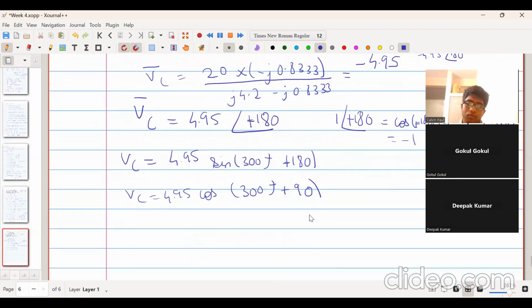This is by simple trigonometric expressions which we have. That's why for this network analysis, you must brush up your trigonometry formulas and everything, because they are very necessary. Okay, so we got VC of t.